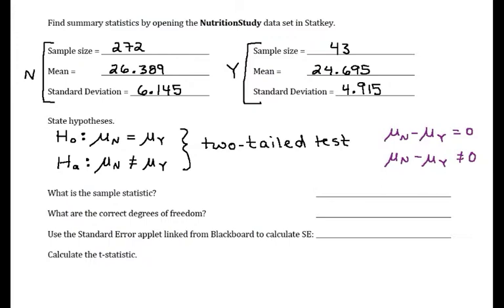Okay, so our sample statistic is xn bar minus xy bar. I'm staying in the same order that I subtracted my parameters here, and that is going to be 26.389 minus 24.695, which turns out to be 1.694.